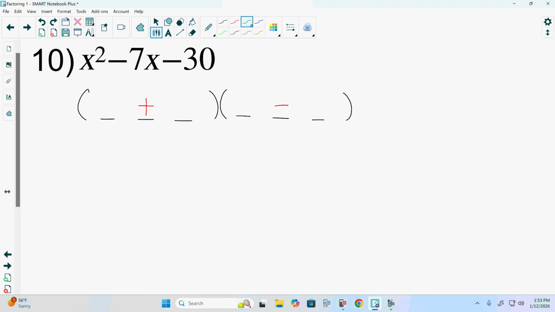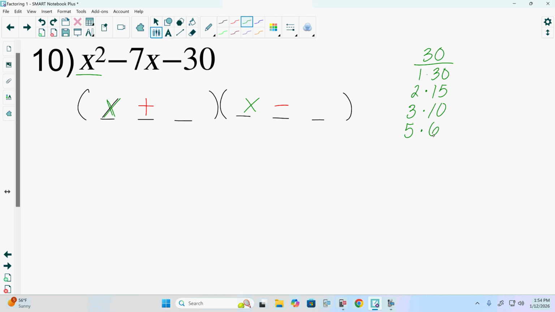Factors of the first and third term. Factors of x squared would be x and x. Since there's only one set of factors for x squared, we'll just go on and throw it in. Factors of 30, on the other hand, there are a few. 1 and 30, 2 and 15, 3 and then 5 and 6.